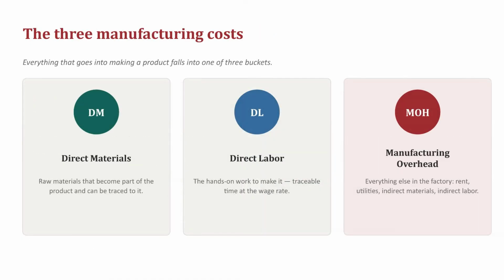Manufacturing costs break into 3 categories. Direct materials are the raw inputs that become part of the product and can be traced to it. Direct labor is the hands-on work that makes the product, measured by traceable time at the wage rate. Manufacturing overhead is everything else in the factory: rent, utilities, indirect materials, and indirect labor. Those 3 buckets show up again and again in this course, so it is worth learning them early. If you can sort the cookie ingredients, labor, and support costs, you are already thinking like a manager.